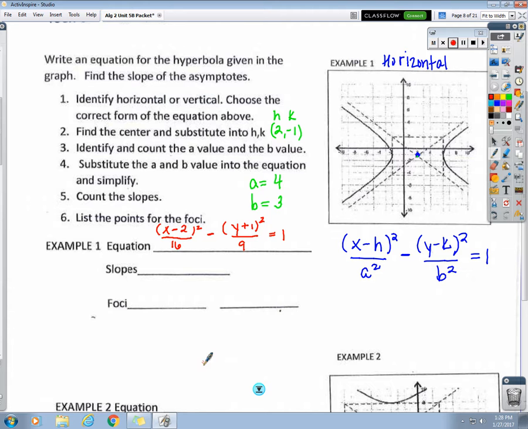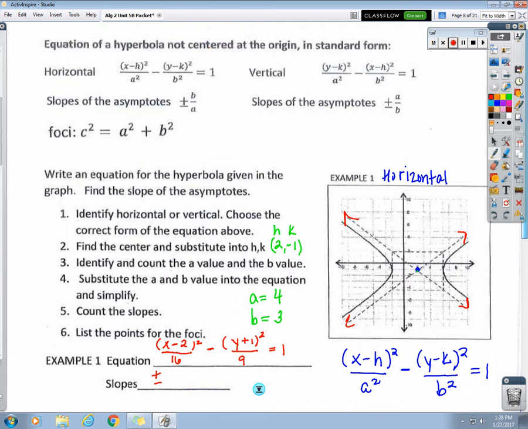Now we need to do the slopes. Remember, we're doing the slopes of the asymptote lines. Well, how many asymptote lines do you see? 2. We have this one that's going up from left to right, and we have this asymptote line that's going down from left to right. So that's why we always put a plus or minus to represent the positive line and the negative line. Now I know when I do my slope, it's always going to have these two numbers in it. It's either going to be 4 over 3 or 3 over 4.